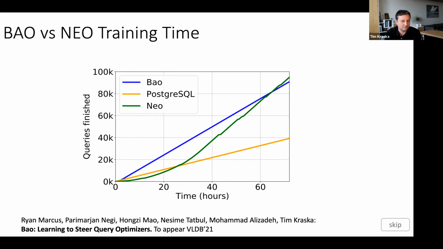Neo, running on top of Postgres, catches up eventually, and it is faster because Neo can do optimizations which we cannot achieve using these hint sets, because we're always limited to the traditional optimizer. However, it takes a long time until it catches up. And that's the biggest advantage of BAO: almost from the get-go, you have something that is runnable and provides really good performance.